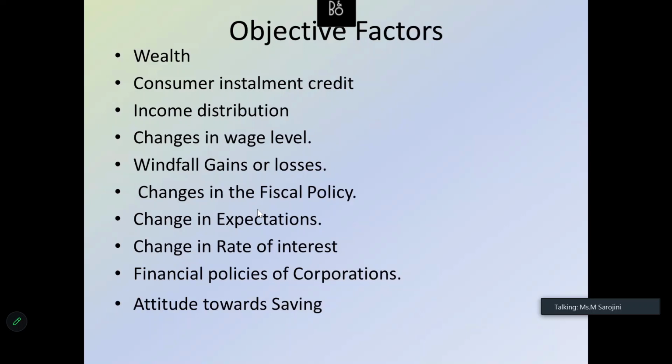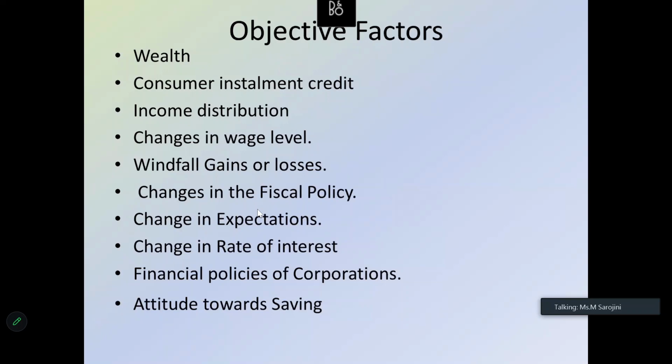Income distribution. If there is equal income distribution, that causes consumption to increase. With unequal distribution, the poor people or less income people reduce their consumption. Changes in wage level, once the wages increase, people purchase more goods and services. Windfall gains and losses. Sometimes sudden profits increase, sometimes losses. If there are gains, the people have enough income, therefore they increase their consumption. On the other hand, if there are losses, they reduce their consumption.